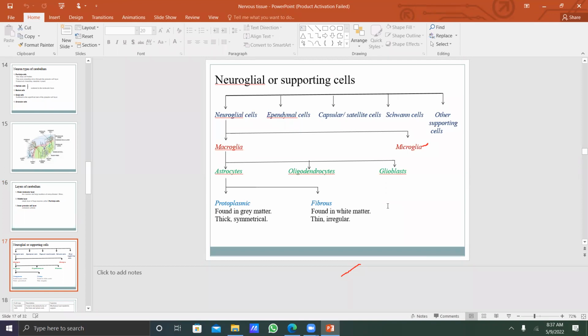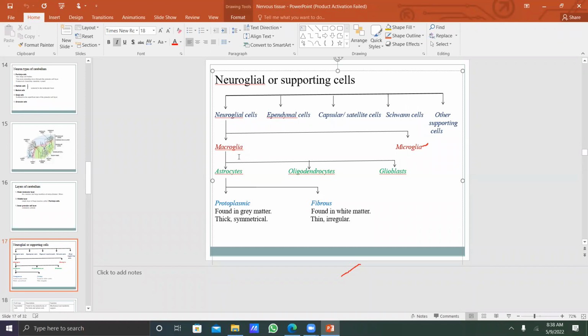So, if we divide them in a basic way, we can see 5 main cell types in the nervous system. 5 main neuroglial cells. Those are neuroglial cells, ependymal cells, capsular or satellite cells, Schwann cells, and other supporting cells. Among them, the neuroglial cells can be further divided into macroglia and the microglia.